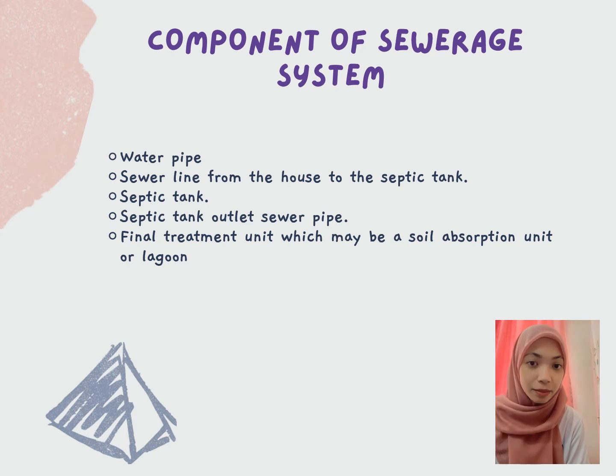I will explain about the components of the sewerage system. Firstly is the water pipe. Second, the sewer line from the house to the septic tank. Third, the septic tank. Fourth, the septic tank outlet sewer pipe. Fifth, final treatment, which may be a soil absorption system or a lagoon.